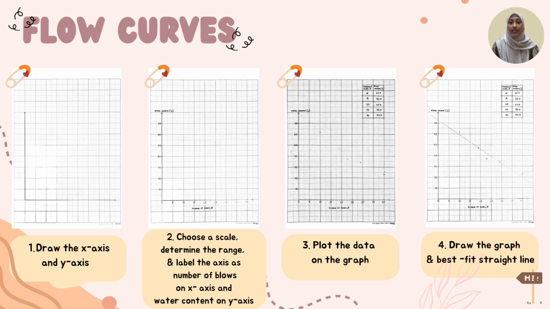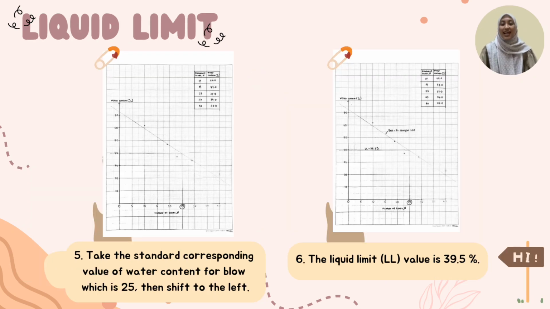Tips on how to do it: the points that are not included in the best fit straight line must be balanced. Let's say 1 point above and 1 point below. Now, let's obtain the liquid limit and plastic limit value.